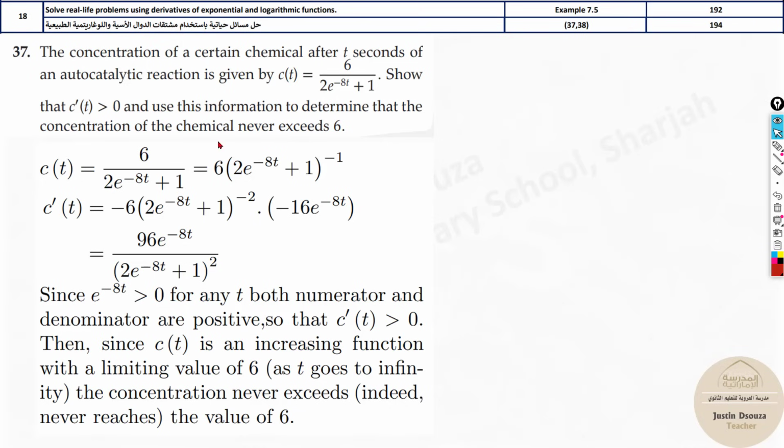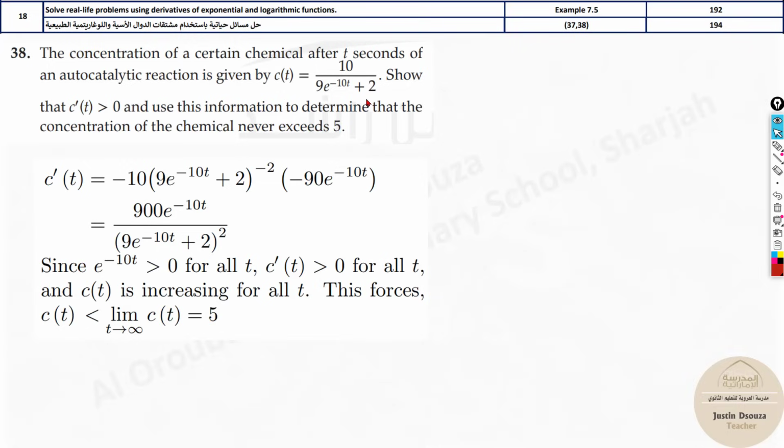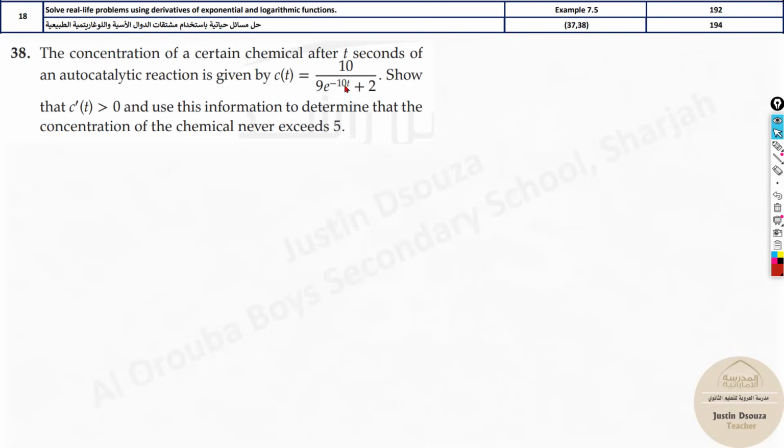Therefore, it's always increasing. And the next one, if you just apply, even in your calculator, t to be infinite, it'll be 6 divided by 0 plus 1. That's 6. Here also you can do the same thing. Now look over here. This will be 0. The same concept, no difference at all, but the ultimate answer will be 10 divided by this becomes 0, right? Plus 2. 10 by 2 is 5. So the answer is 5 here.